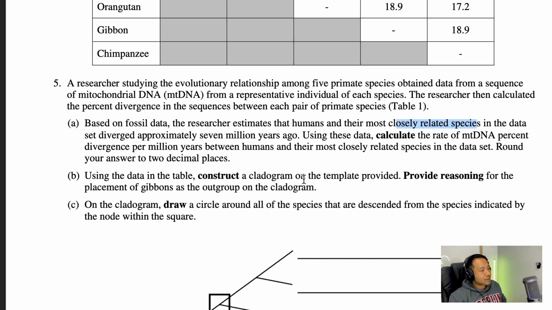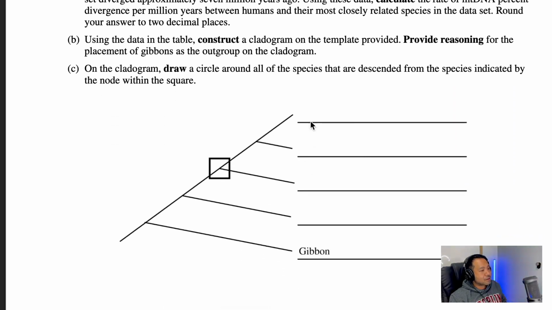Using the data, construct a cladogram on the table. So I'm just going to do this right off the top of my head. That's humans, that's chimps. By the way, you can put chimps and humans here.